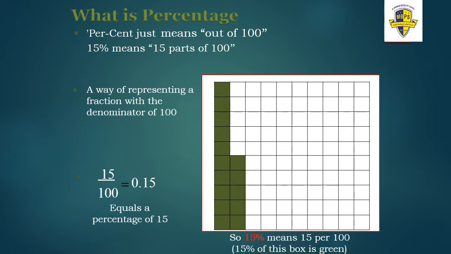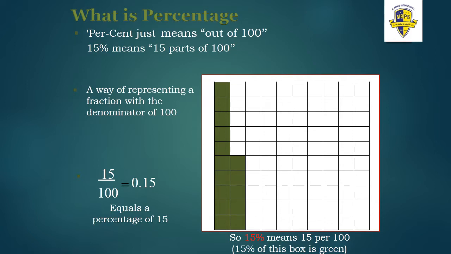What is percentage? Percent just means out of 100. 15% means 15 parts of 100. Part of a whole. Do you remember something? Yes, the definition of fraction. So, 15 parts of 100. Yes, a percentage is a fraction. And since you know everything about fractions, learning about percentage is going to be easy.